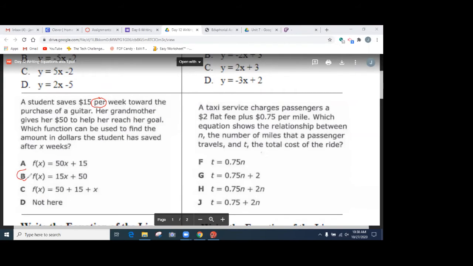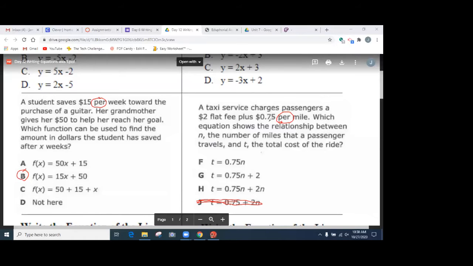B. 15 was right next to X. Okay. All right, take a look at this one. So this one right here, the key word is per. So 0.75 should go next to x, or in this case, they didn't use x, they used n. That's okay, that's still our x right there. But J did not put 0.75 next to x, okay?